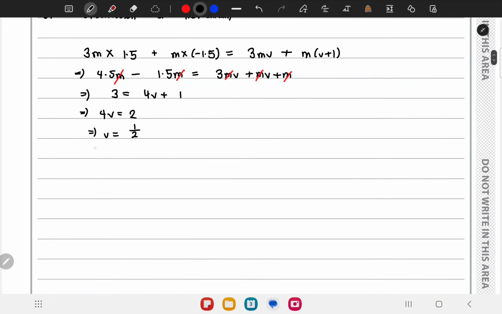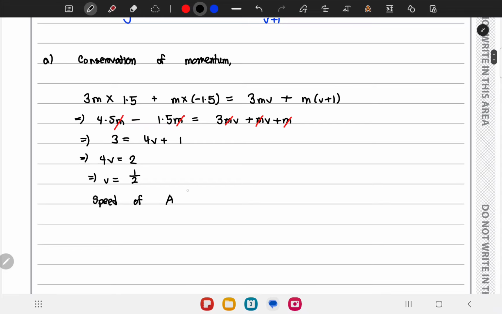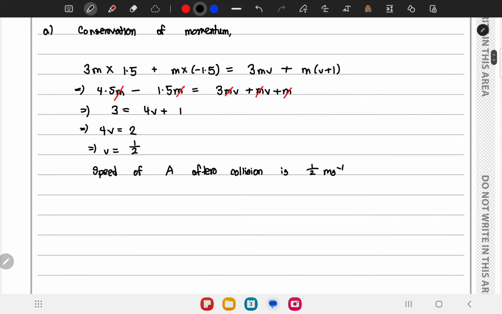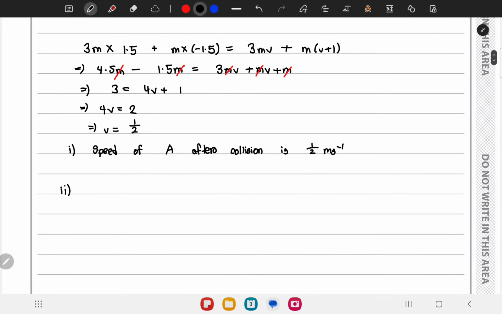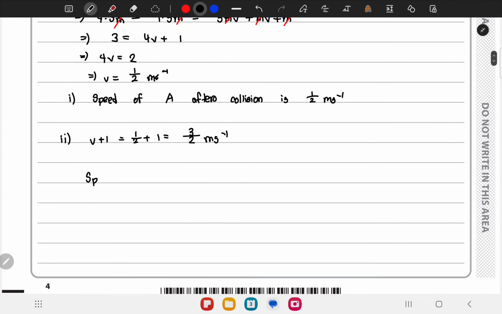So the speed of A after collision is 1 by 2 meter per second. This is part 1. Part 2, the speed of B after collision is v plus 1, so half plus 1, this would be 3 by 2 meter per second. So speed of B after collision is 3 by 2 meter per second.